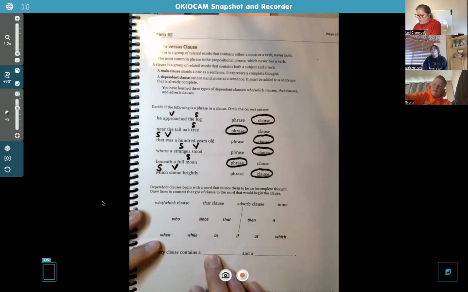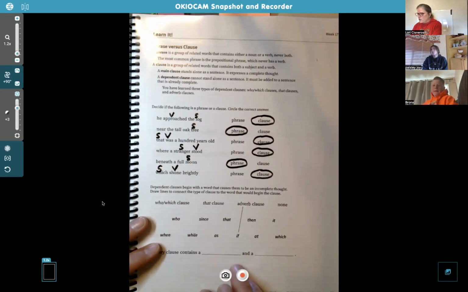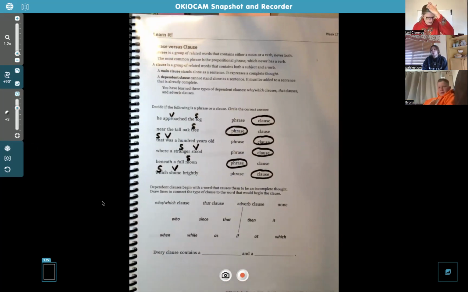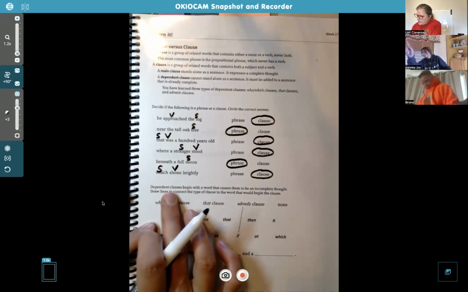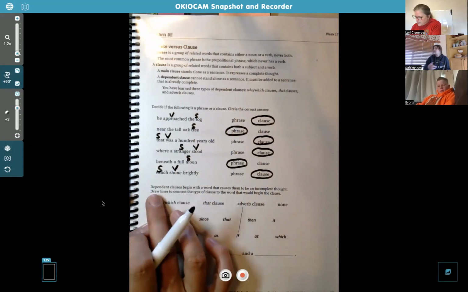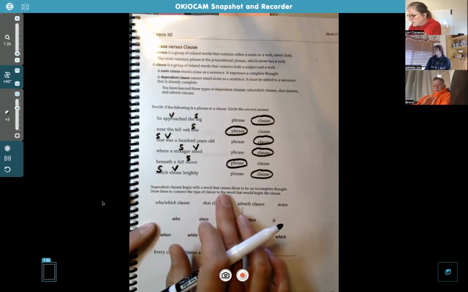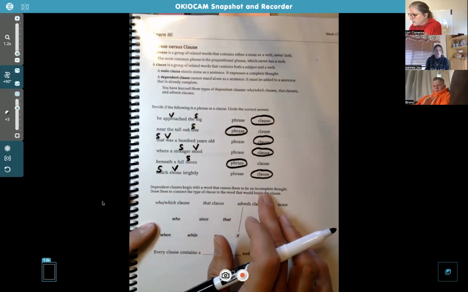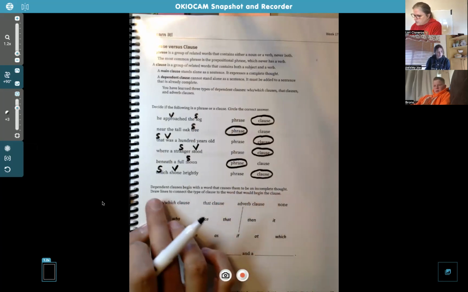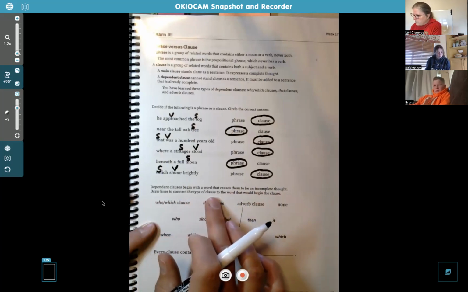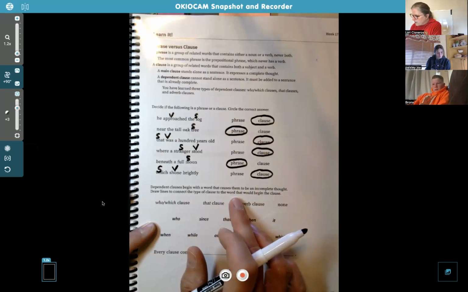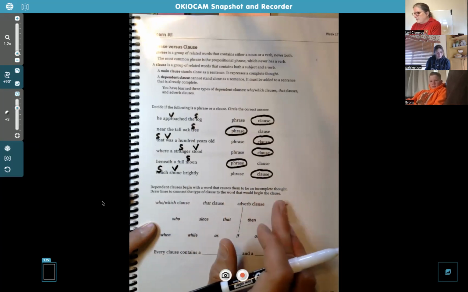All right, good job on that. Just to show you the differences between phrases and clauses. Down here, dependent clauses begin with a word that causes them to be an incomplete thought. Draw lines to connect the type of clause to the word that would begin the clause.